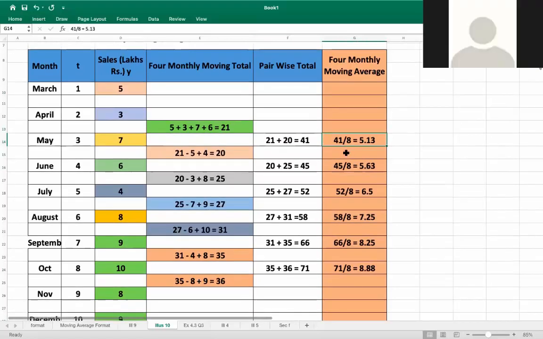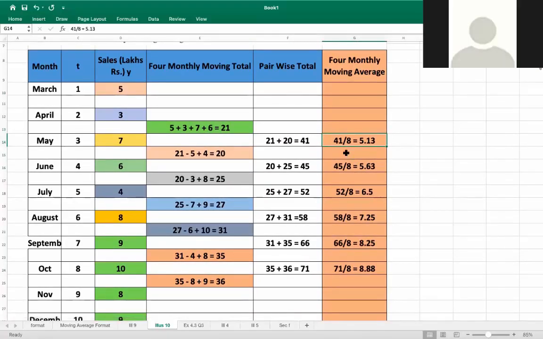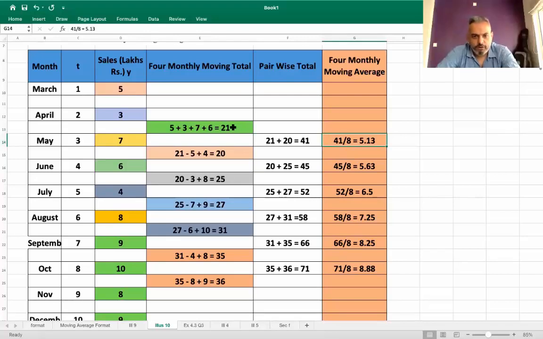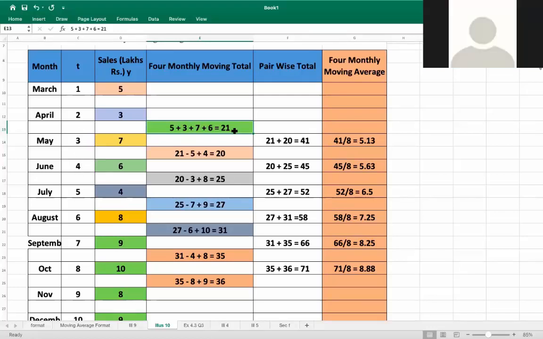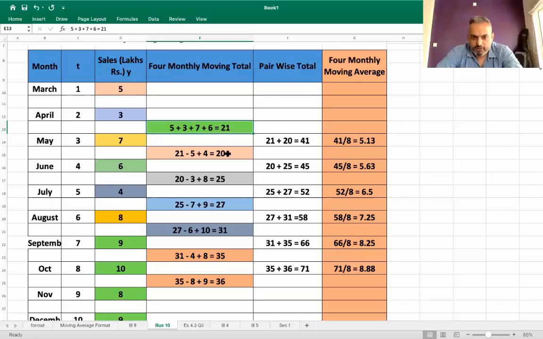Okay. Sir, why did we divide by 8 in the 4 monthly moving average? It is 4 monthly, but basically what is happening is, when you go as per this, the centermost is between 2 and 3. Then the next centermost is between 3 and 4. So that is why first we took this 4 monthly moving total, and then we took this, and then we found the average. That is how we have to do it.